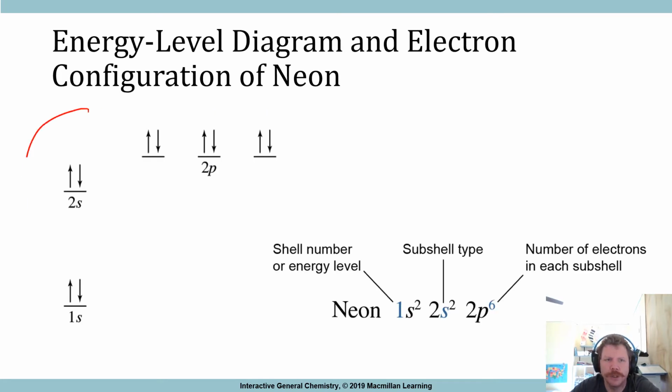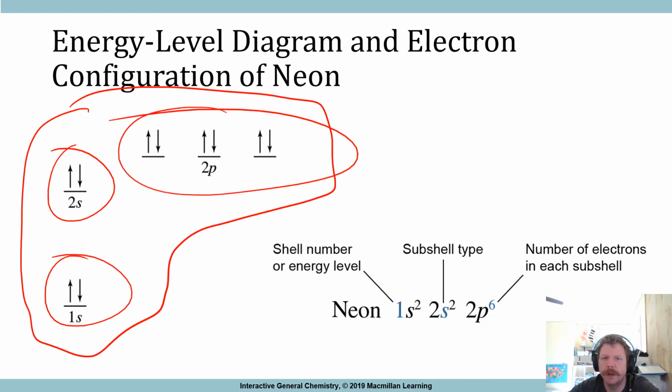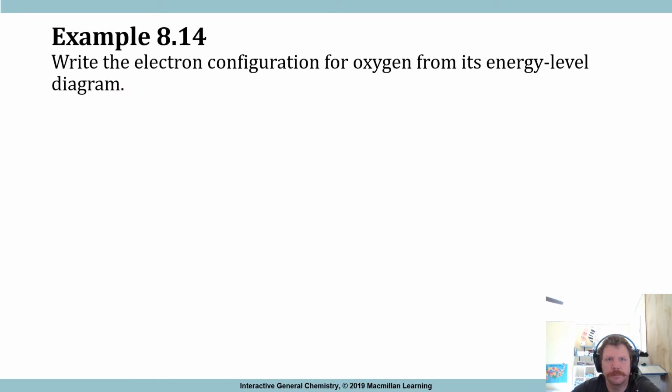So here's our energy level diagram for neon. This shows us we've got 2 electrons in the 1s, 2 in the 2s, and 6 in the 2p. So we've summed it up with this right here: 1s2. 1s indicates our subshell type, and the 2 is a superscript indicating the number of electrons in there. 2s2, 2p6. If you add up those superscripts, you have 2 plus 2 plus 6 equals 10. And that's all there is to that.